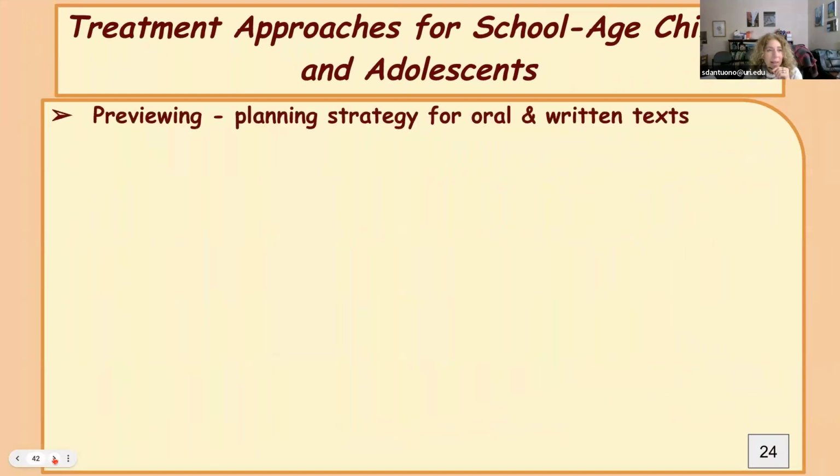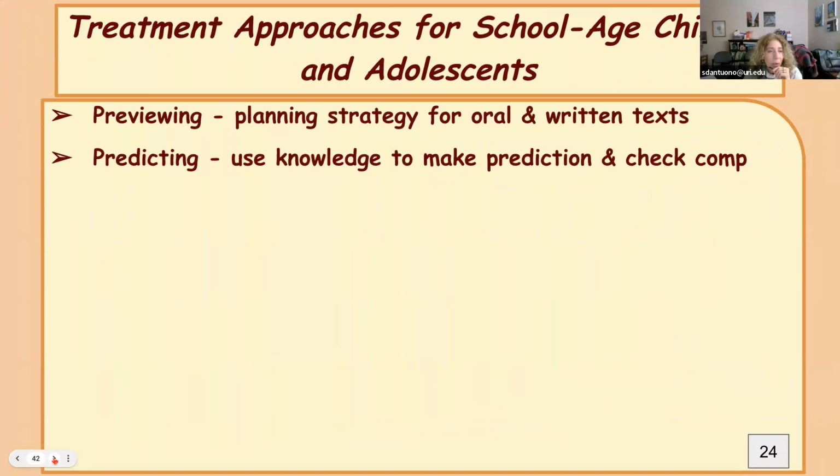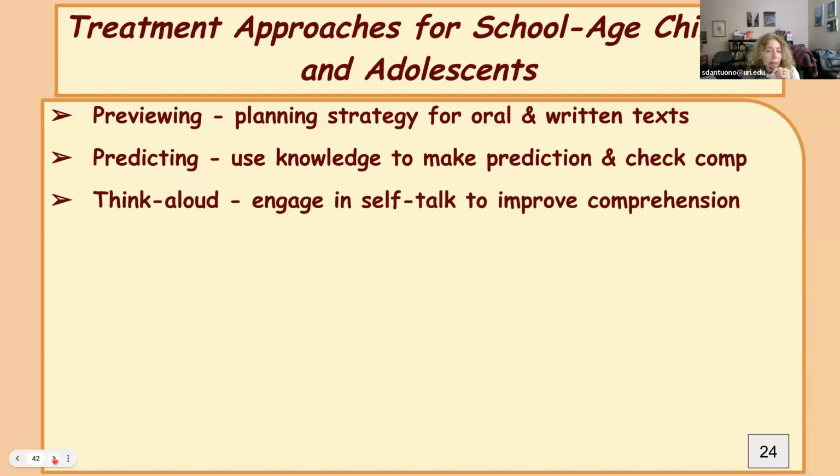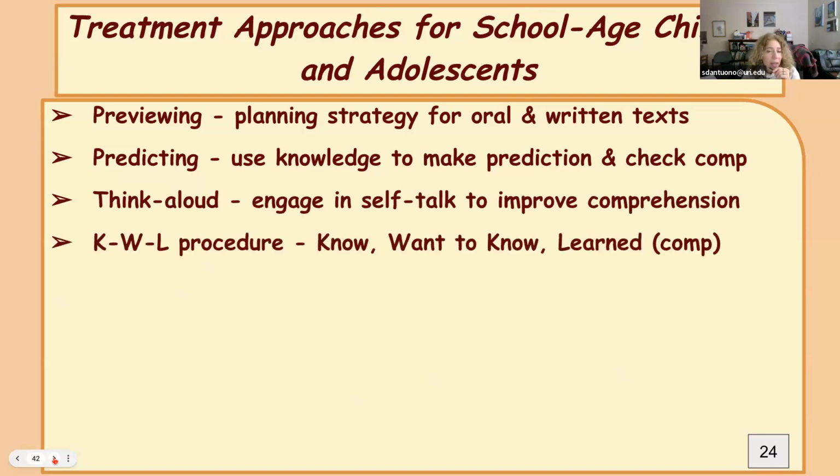Treatment approaches, previewing. So planning strategy for oral and written texts. Previewing before the class is going to do social studies, say, preview that narrative with the child so that they actually have some background. Have them try to guess. Have them use their knowledge to make a prediction. Think aloud strategies: engage in self-talk to improve comprehension.